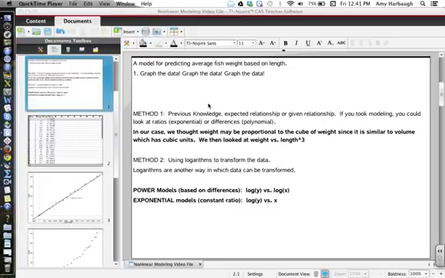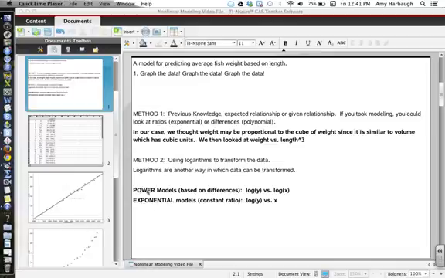What I'd like to do is pick up where we left off in class, but we left off in different spots. So I'm going to start with this method 2, using logarithms to transform the original data to make it look more linear. The way that I choose to do this is different for things that I expect to be power versus things I expect to be exponential.